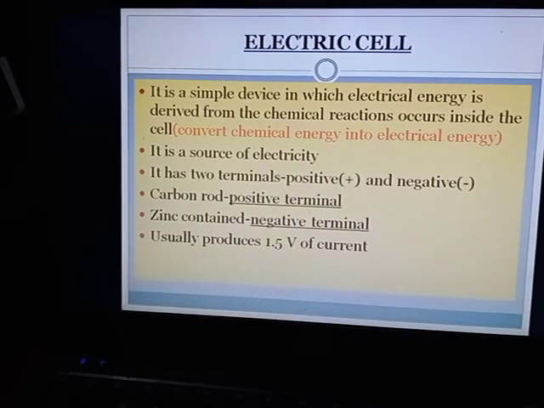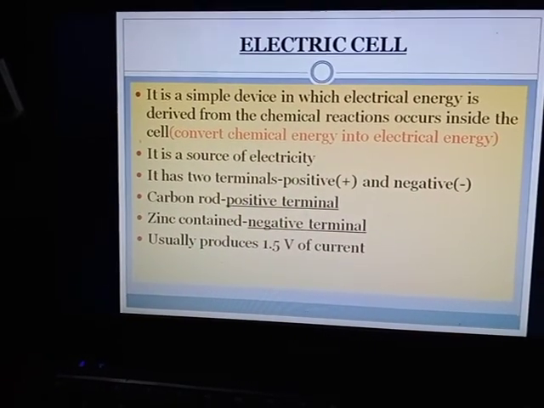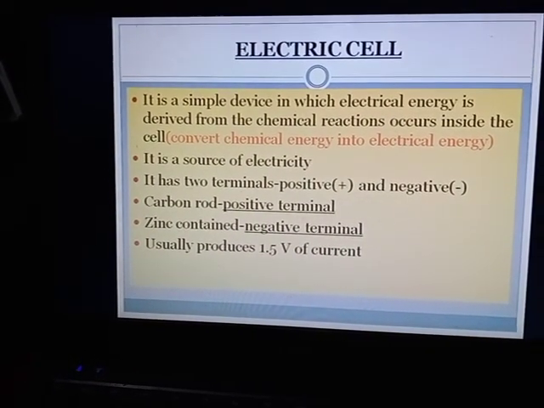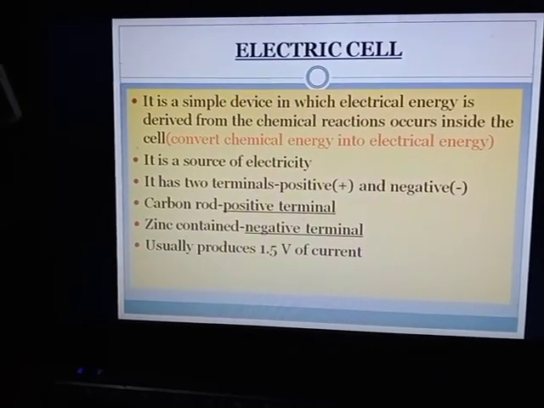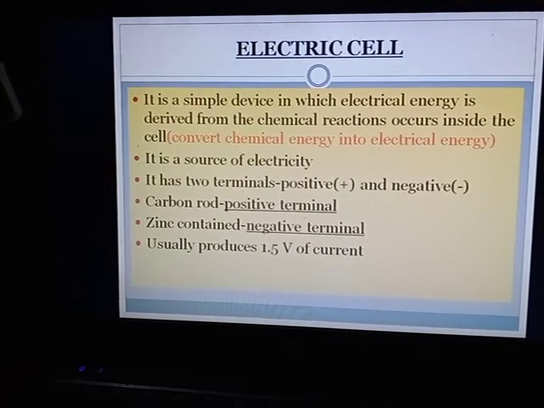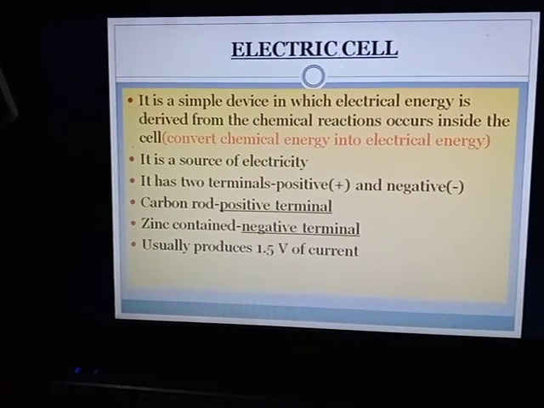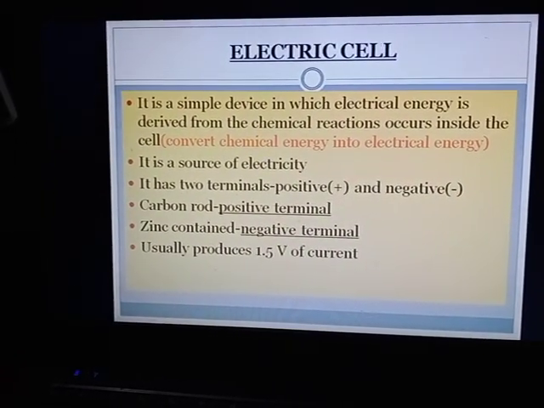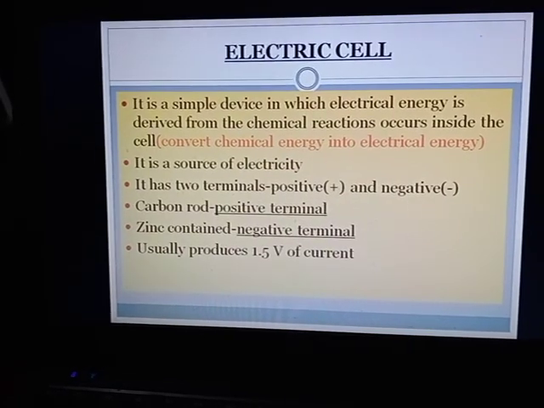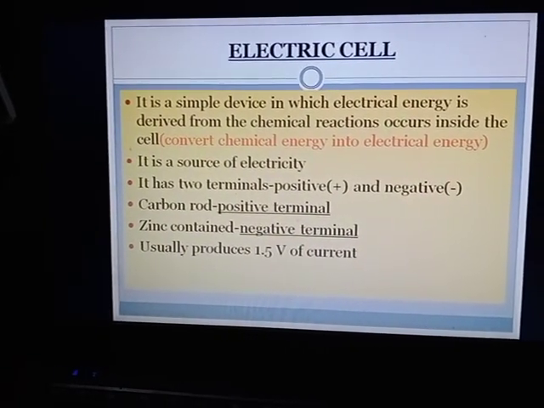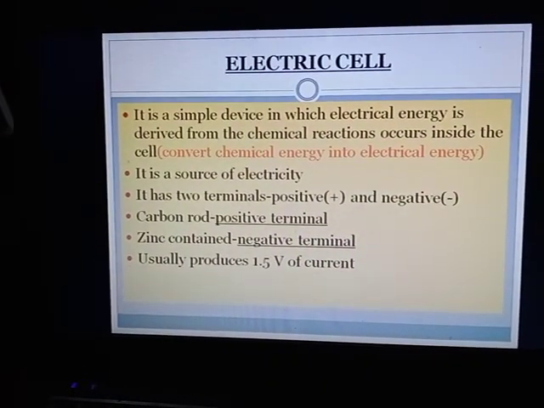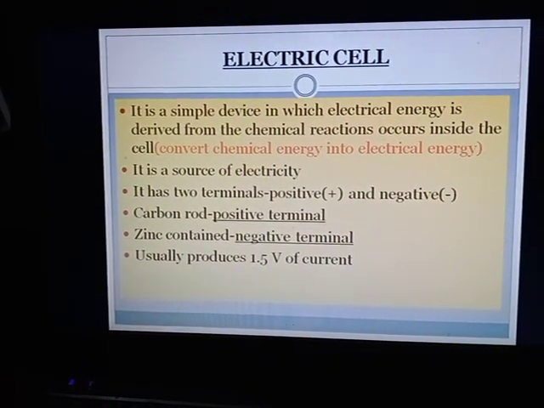It has two terminals, a positive and a negative terminal. The carbon rod in the center constitutes the positive terminal, and the zinc container is the negative terminal. Usually it produces 1.5 volts. It has a zinc container, so it is the negative terminal. The current produced is 1.5 volts.